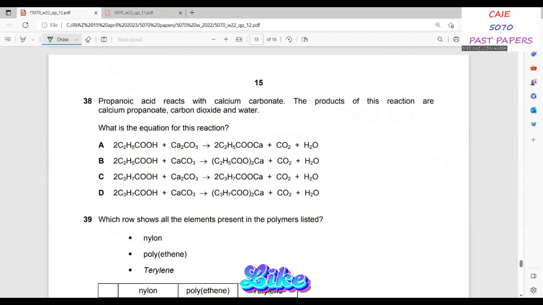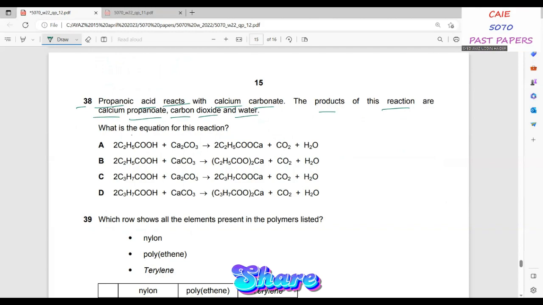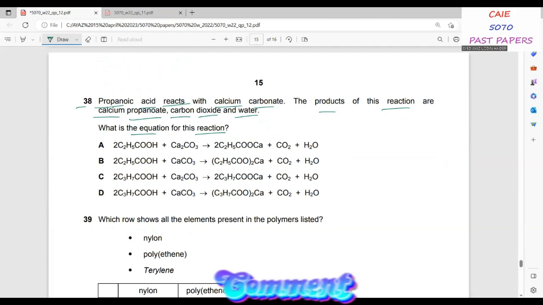38. Propanoic acid reacts with calcium carbonate. The products of this reaction are calcium propanoate, carbon dioxide, and water. What is the equation for this reaction? The reaction between carboxylic acid and calcium carbonate. So you can easily work out the formula of calcium propanoate.